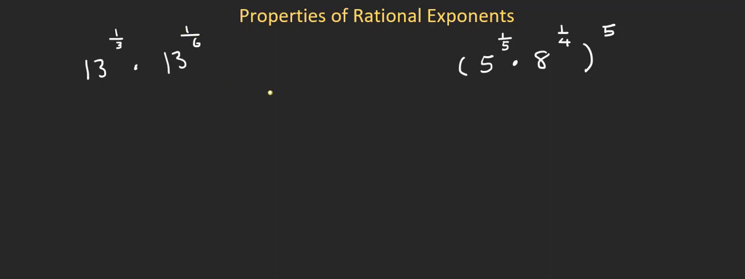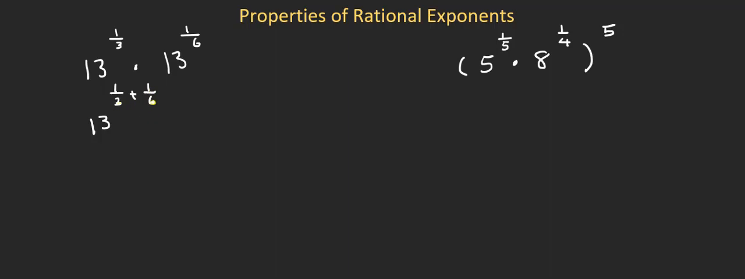In this video, we're going to talk about properties of rational exponents. So first, our first example says 13 to the 1/3 times 13 to the 1 over 6. What is this? Well, the base is the same, and when you multiply, you have to add the exponents when the bases are the same. So it will be the same thing as 13 to the 1/3 plus 1 over 6.